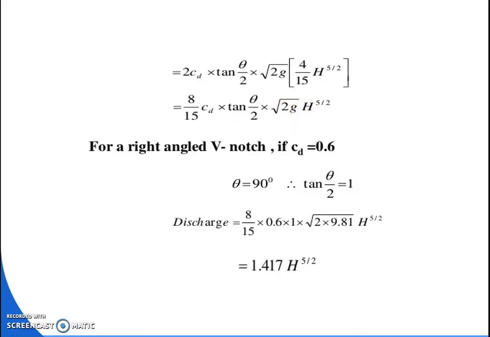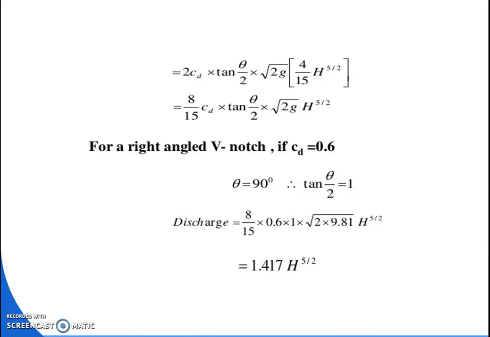It is clear that the discharge through a triangular notch can be obtained by using the formula 8 by 15 CD tan theta by 2 square root of 2g into H to the power 5 by 2, where H is nothing but the height of water or depth of water flowing through the notch, theta is the angle of notch, and CD is the coefficient of discharge.